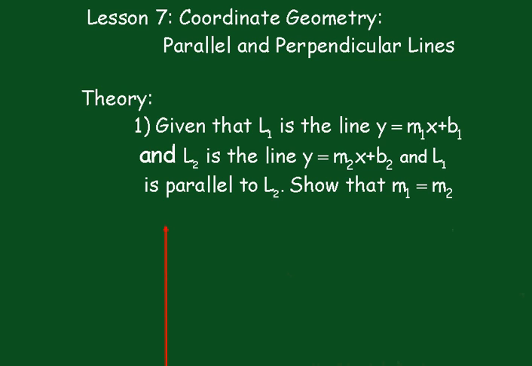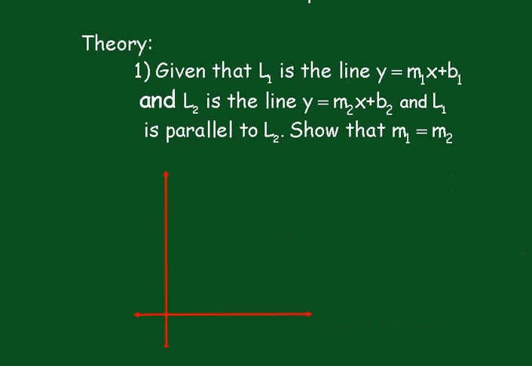Lesson 7, Coordinate Geometry, Parallel and Perpendicular Lines. Theory. Number 1. Given that L1 is a line y equals m1x plus b1, and L2 is a line y equals m2x plus b2, and L1 is parallel to L2, show that m1 equals m2. Now this is a very easy proof. It's pretty well obvious actually.